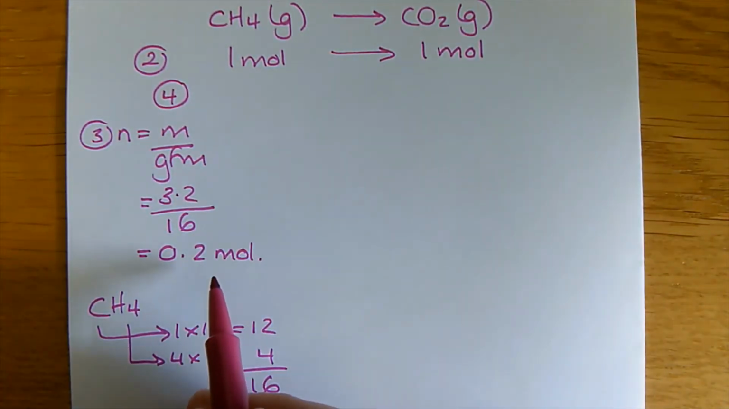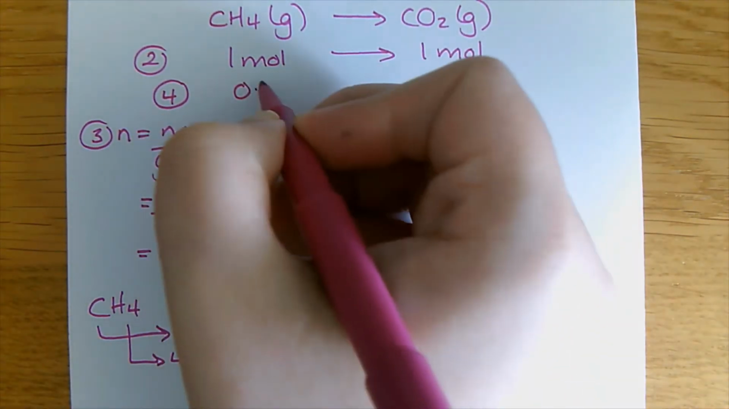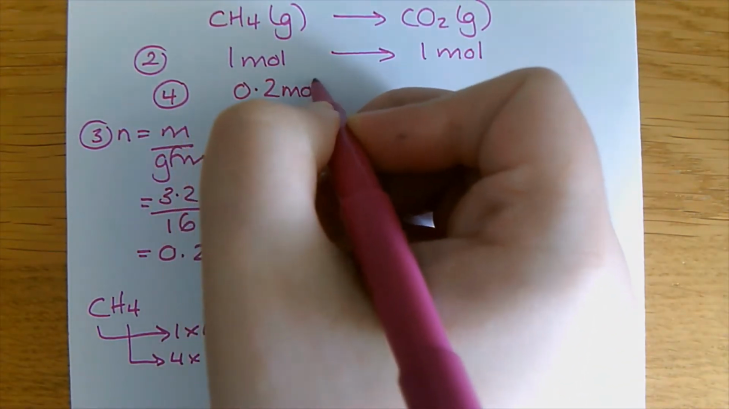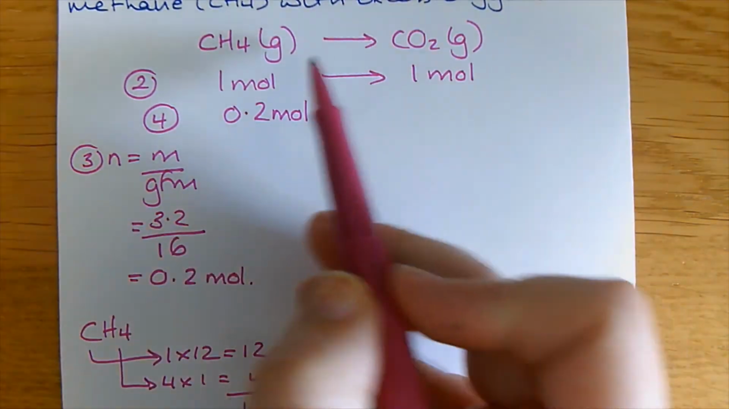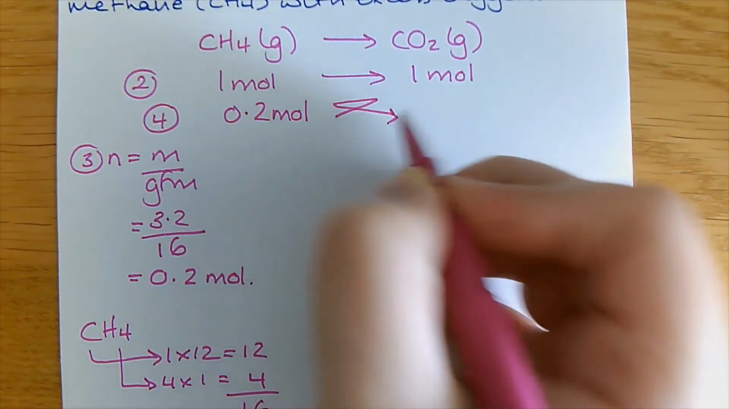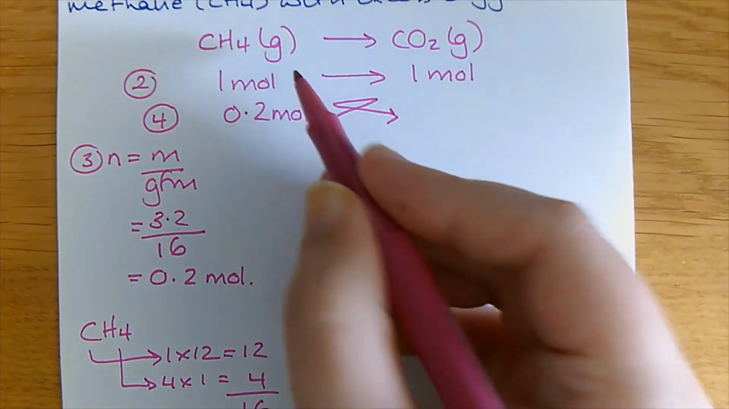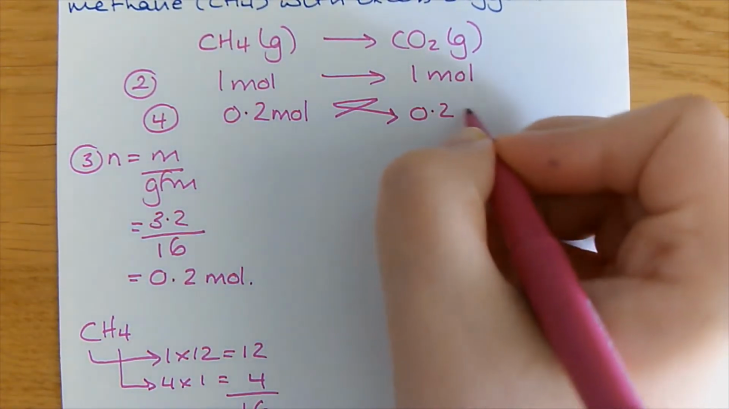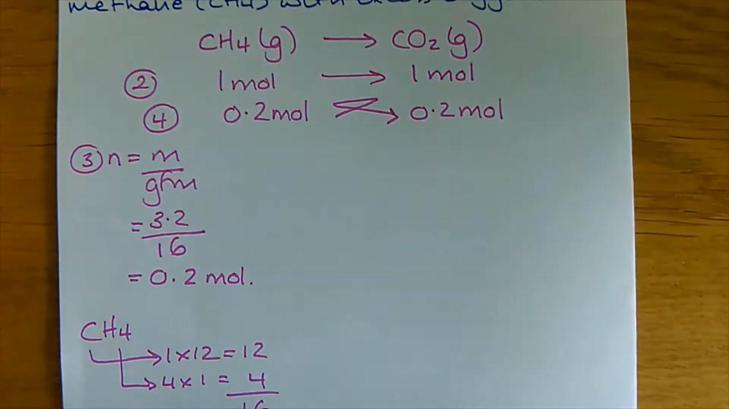We then bring our newly calculated number of moles up and we complete our mole ratio. If we had a 1-to-1 ratio before, it means that these numbers are going to be the same on both sides. Or you could do 0.2 times 1 divided by 1, and you will find that this is also 0.2 moles.